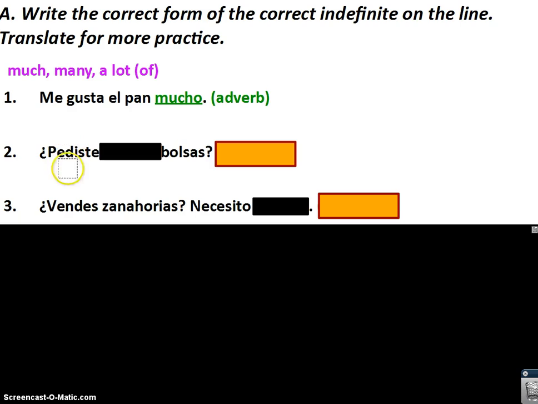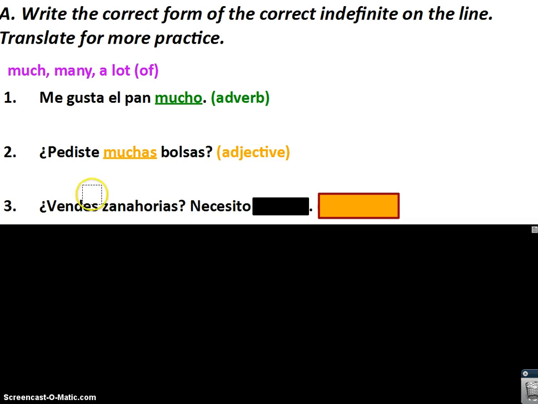Number 2, did you order, this is the past tense of pedir, did you order bags? In this case, did you order many bags or a lot of bags? A lot is describing bags, so this is an adjective. So I know it has to match bolsas, so it's going to be muchas.